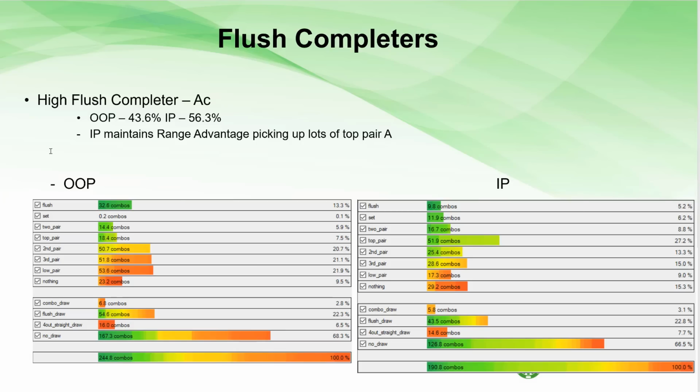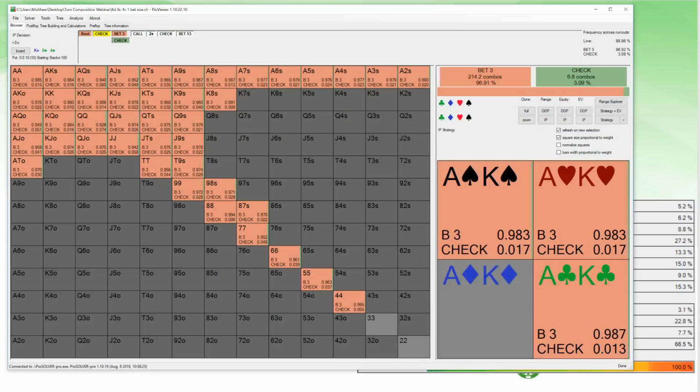flushes. So even though the out of position has more flushes, and we talked about that last time, and out of position has 13% flushes versus 5% for in position, it's just not enough to overcome this 27% aces for in position. So in position picks up a ton of aces, huge range advantage.